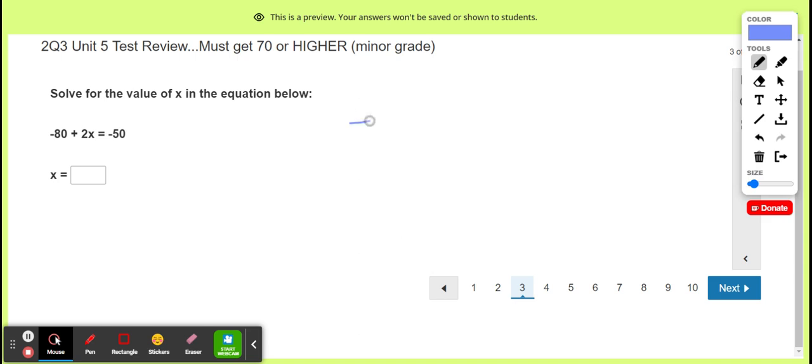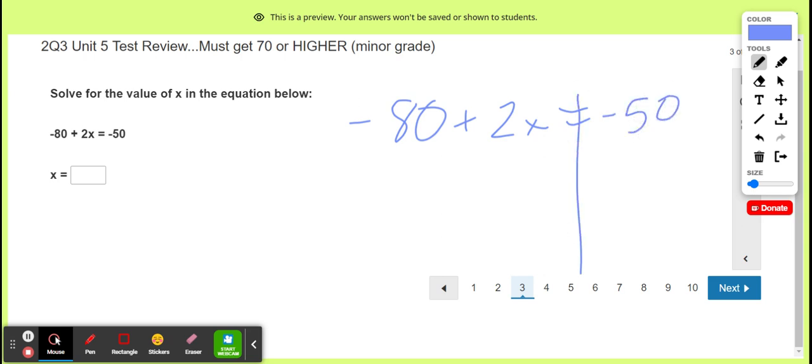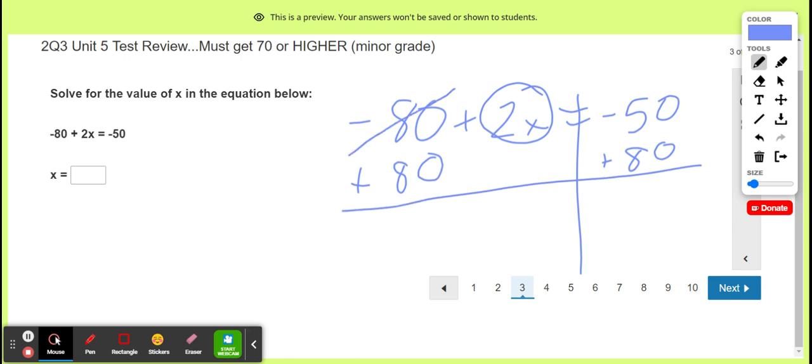Okay, looking at number 3, we're going to use our setting up to solve process. Separate the left side from the right side, and then circle your variable term. So we're going to start on the side with the variable, which is the left side, and we're going to do the opposite of subtracting 80 or minus 80, and we're going to do that to both sides. So we cancel the negative 80 with 80 positives, and then bring 2x down to the next level, and we have negative 50 being combined with positive 80.